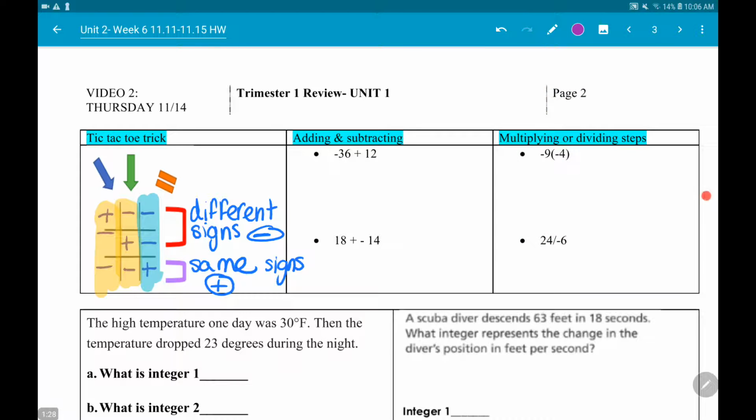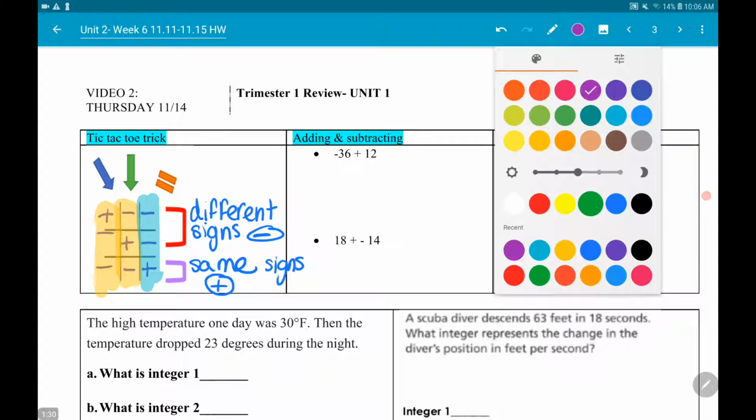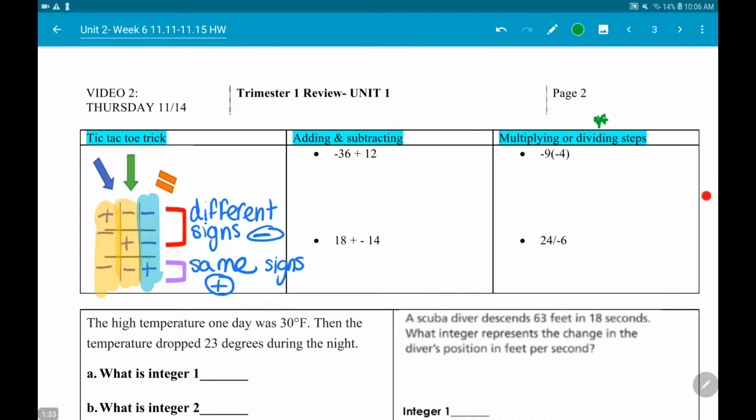All right, so let's start with multiplying or dividing. So I'm going to go over here to the right. So I have negative 9 times negative 4, so that's a negative times a negative, which means my answer is going to be positive, and 9 times 4 is 36, so my answer is just 36. Here in the bottom one, I have no sign, which means it's a positive, divided by a negative. So that is different signs. So that means my answer is going to be a negative. So I have positive 24 divided by negative 6. That gets me negative 4.